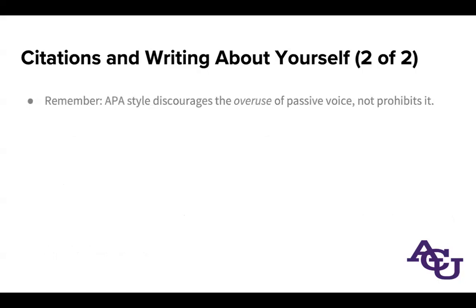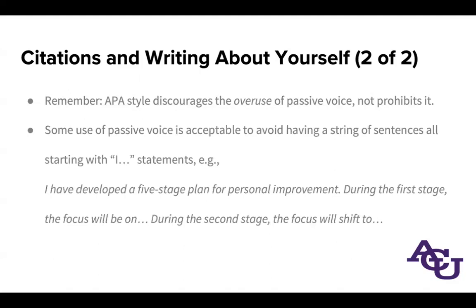And remember, because this almost always comes up hand in hand with using first-person perspective, remember that APA style discourages the overuse of passive voice, not prohibits it. So if you're writing a paragraph about yourself and the first sentence says, I did X, this was important, we get from the topic sentence saying this is about you, because of the use of the personal pronoun I. And so the rest of the sentences don't need to start with I as well. Or in the example here, where you can see more graphically that some use of passive voice is acceptable to avoid having a string of sentences that all start with I.